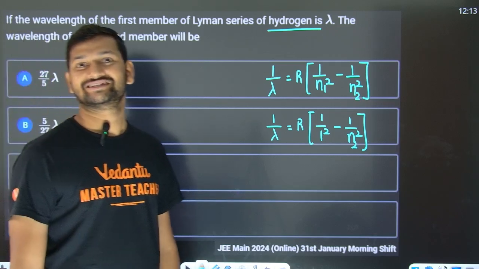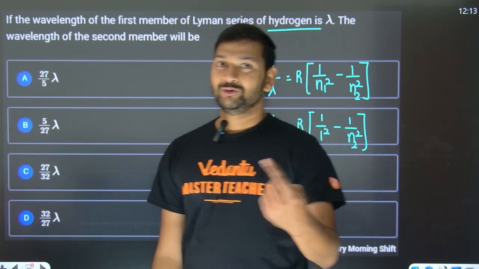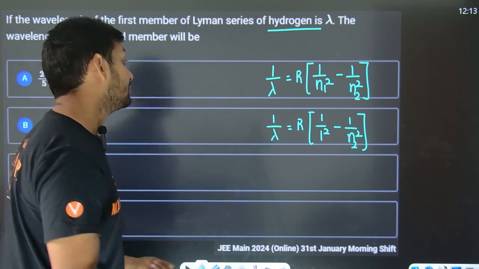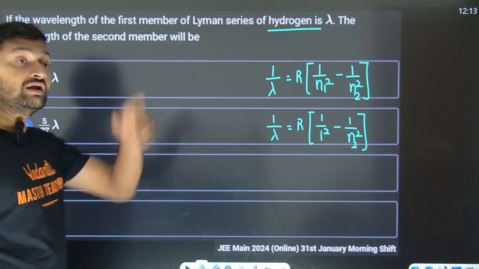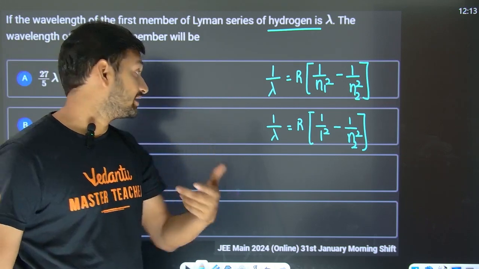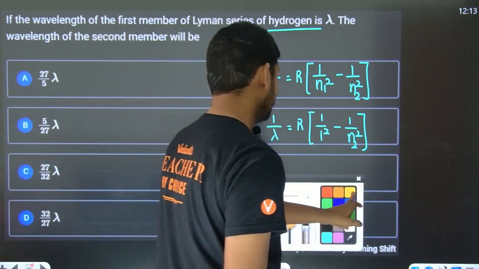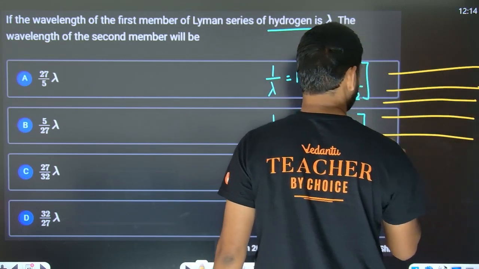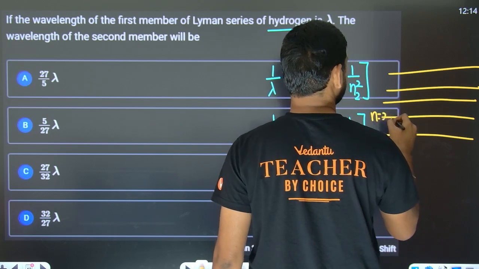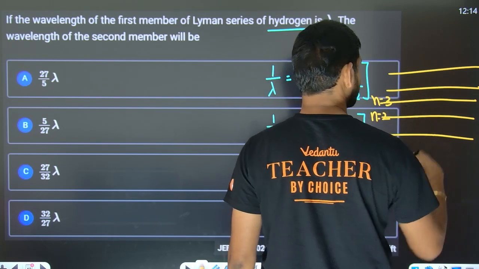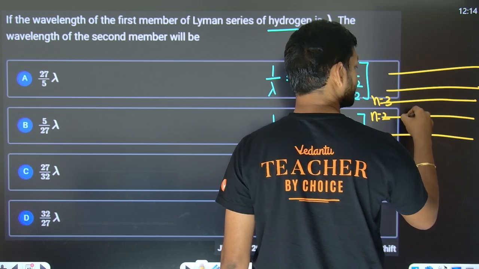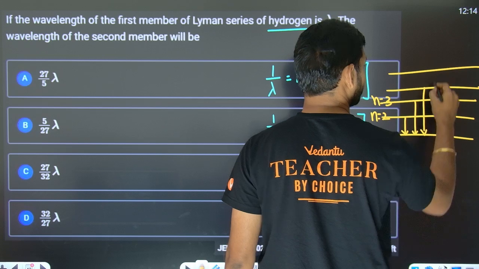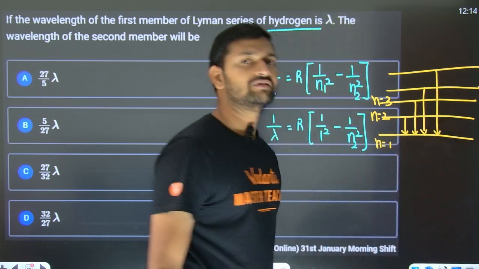n2 values. 2 to 1, 3 to 1, 2 to 1, 3 to 1, 4 to 1, like that you have many different transitions, right? n is equal to 1, n is equal to 2, n is equal to 3, and so on, right? You'll have transition like this, one photon will come like this, one photon will come like this, one photon will come. Now they are comparing the first two.